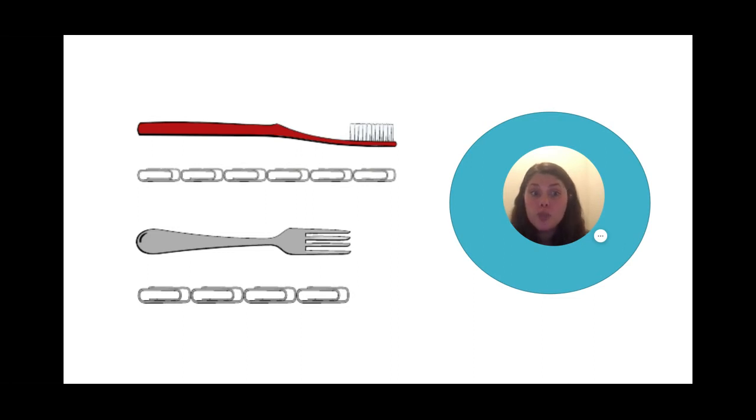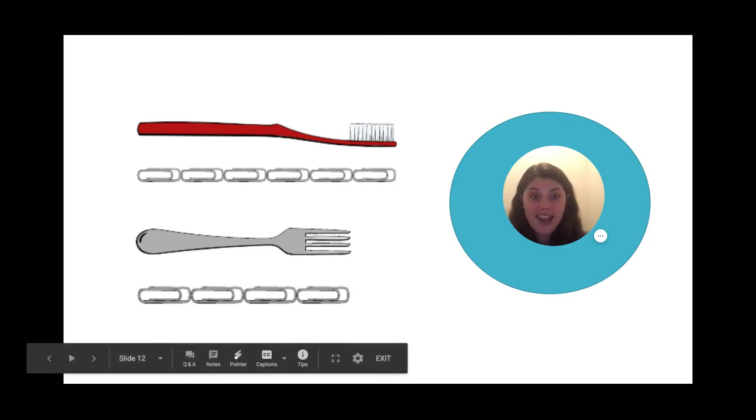So, friends, if the toothbrush is longer, what word would we use to describe the fork below it? It is what? That's right, Keeble Cubs. The fork is shorter than the toothbrush is in length. Good job, friends.